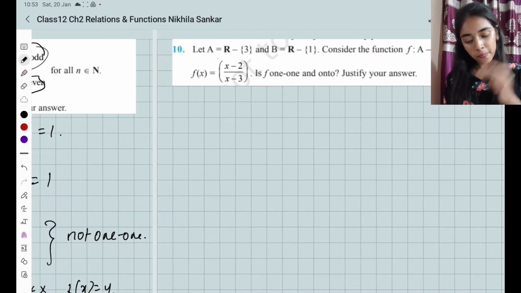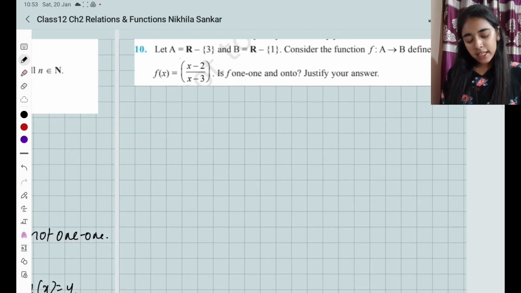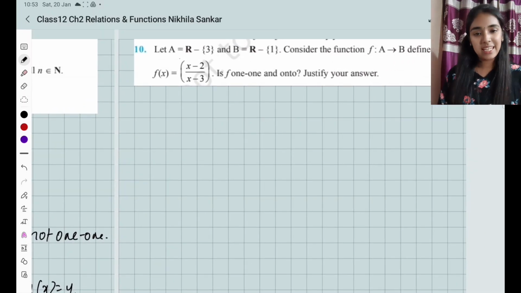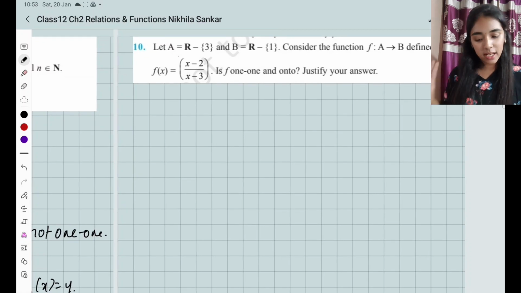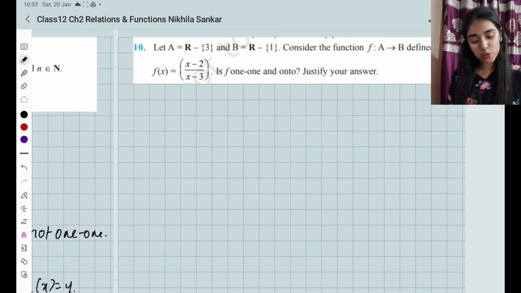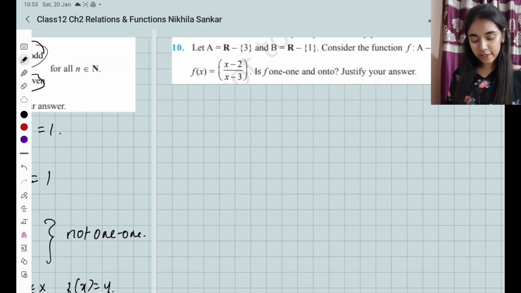Okay? Now, question number 10. A equals real numbers minus 3. He is saying only 3 is excluded; otherwise all real numbers. So B is going to be real numbers minus 1. Consider a function from A to B defined by f of x equals this. Is f one-one and onto? Justify your answer. Okay?